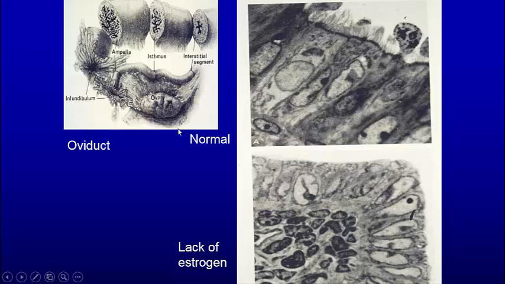In the oviduct, in the normal case, you have ciliated cells on the surface. With a lack of estrogen, you have shorter cells and a lack of functionality of the cells, and sometimes that's a problem if the female is not responding to the estrogen levels that she has.